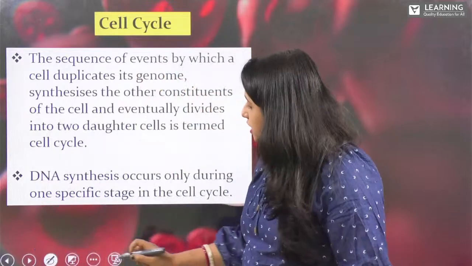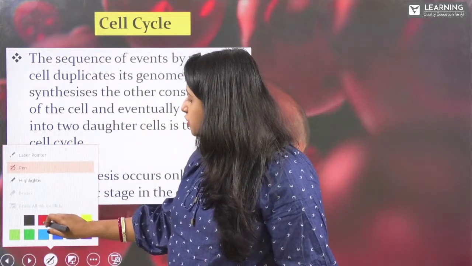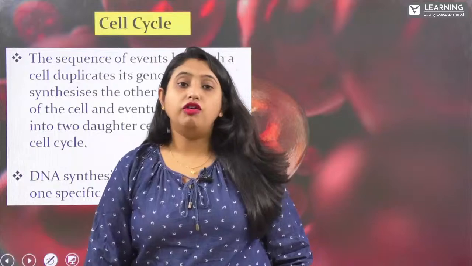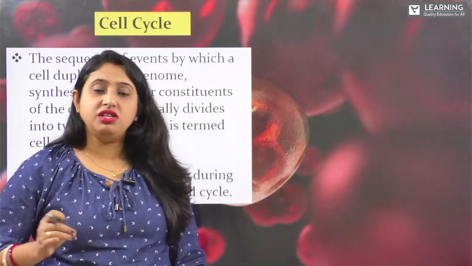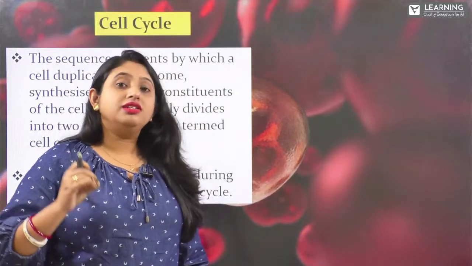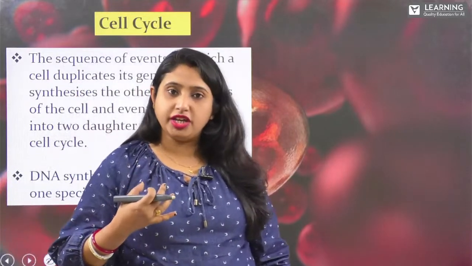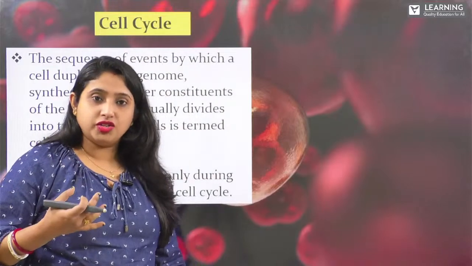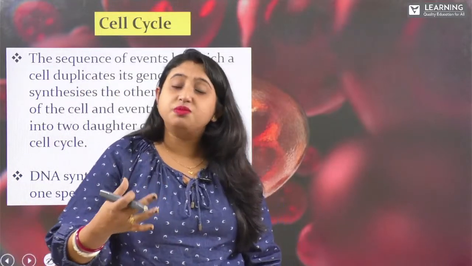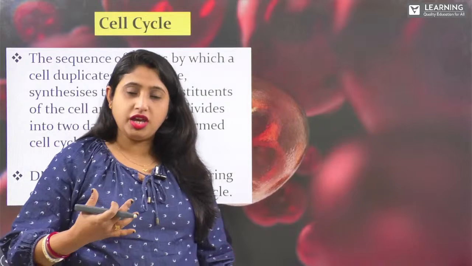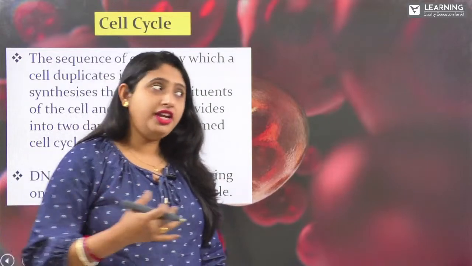Each and every organism is made up of cells. Our body is made up of millions and millions of cells, isn't it? The cells need to divide. During the time of replication, the cell divides. How does the cell divide? By the division of chromosomes. So the chromosome divides.